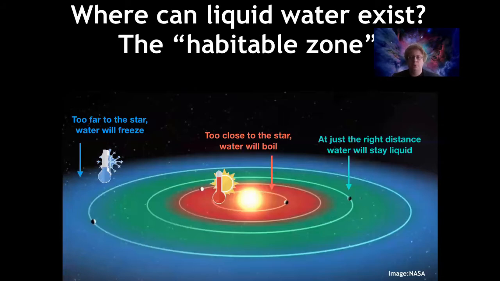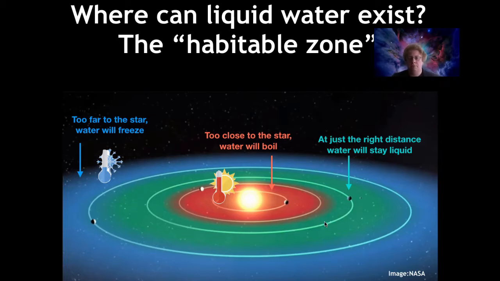So, where can liquid water exist in any system? This is the idea behind what we call the habitable zone. The idea is that in any planetary system, there's a region of that system that is very close to the star, and that's too close, where any planet will get heated up because it's so close in to the point where water will boil if there was any on the surface. That would not be in the habitable zone because we would not be able to sustain liquid water on the surface of a planet.